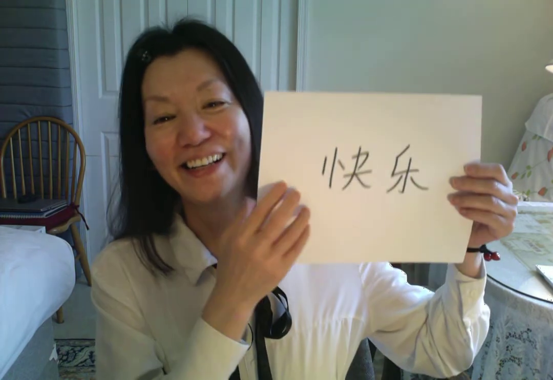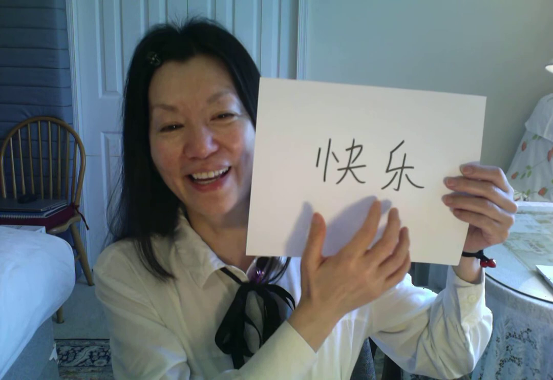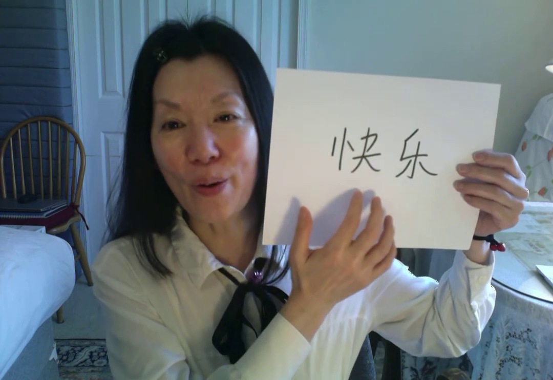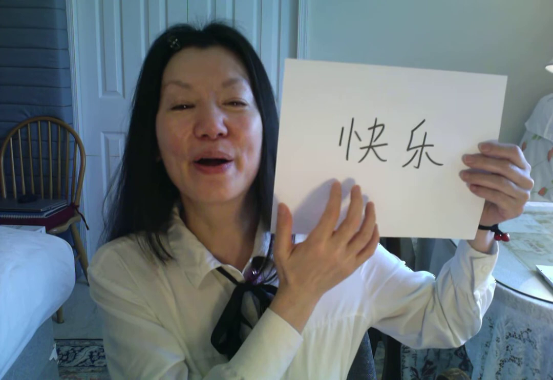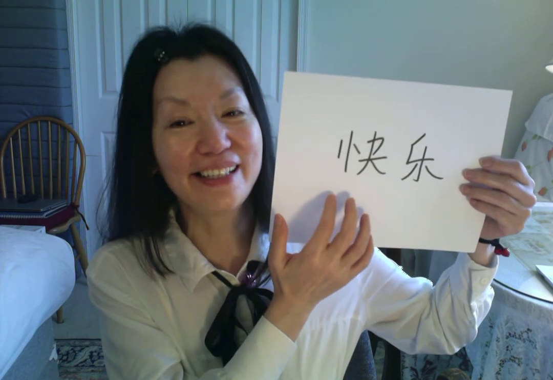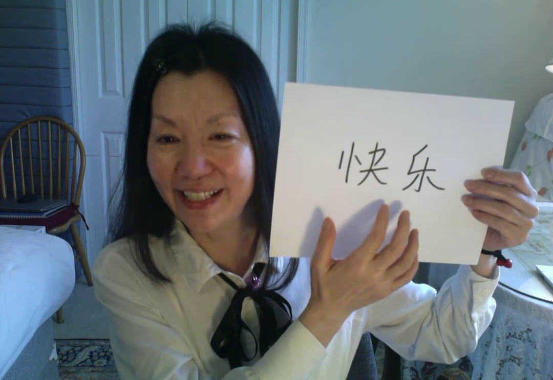Happy. Happy in Chinese, what do we say here? In Chinese, happy, we say... Yes, your turn. 快乐, 快乐 is happy. 快乐, happy. 新年快乐, Happy New Year. 快乐 is happy, right? 快乐, okay.